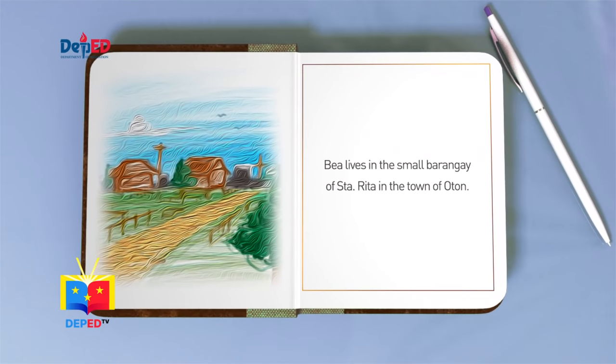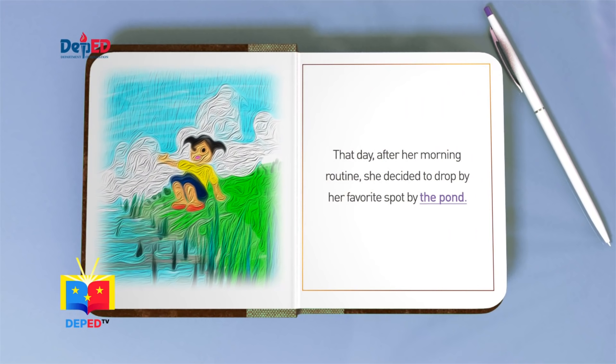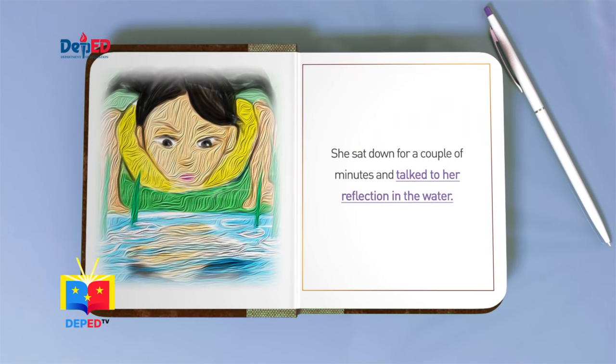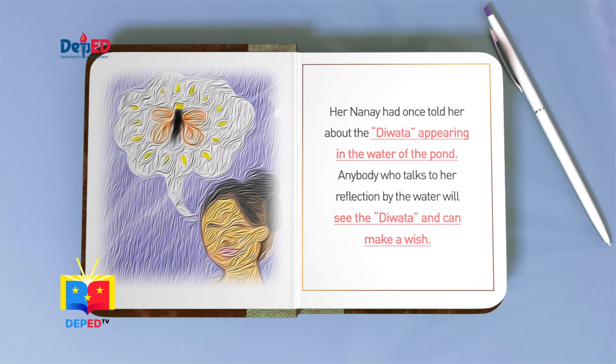Bea lives in the small barangay of Santa Rita in the town of Oton. Every day, she wakes up early to go to the farm and feed their family's carabao. That day, after her morning routine, she decided to drop by her favorite spot by the pond. She sat down for a couple of minutes and talked to her reflection in the water. Her nanay had once told her about the diwata appearing in the water of the pond. Anybody who talks to her reflection by the water will see the diwata and can make a wish.